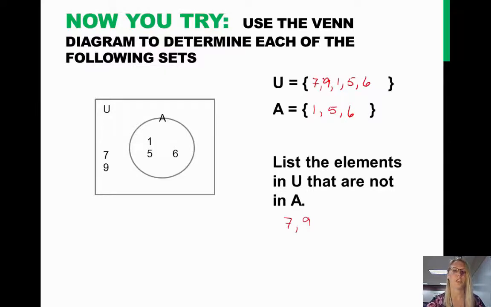In U, you should have gotten 7, 9, 1, 5, and 6. In A, you should have had 1, 5, and 6. And then the elements that are not in A but in U are 7 and 9.